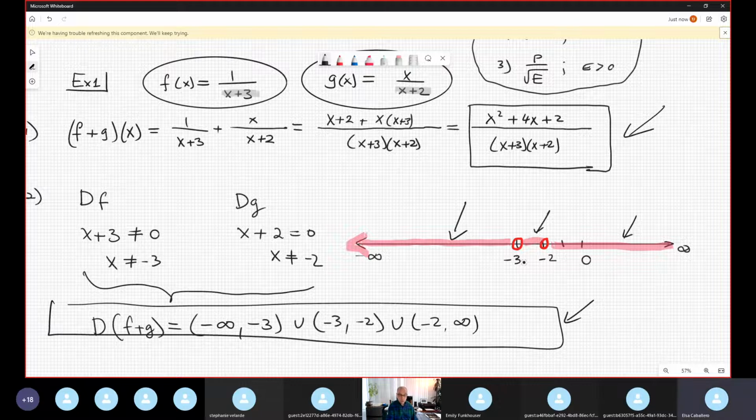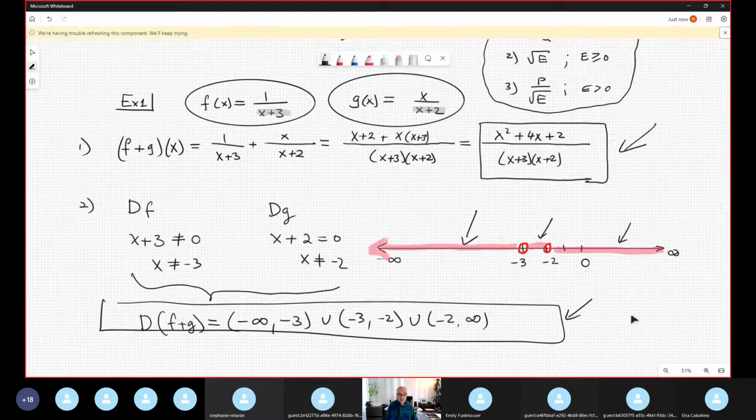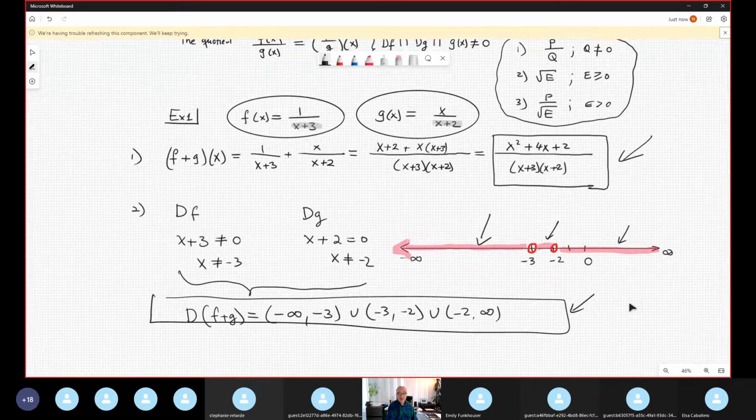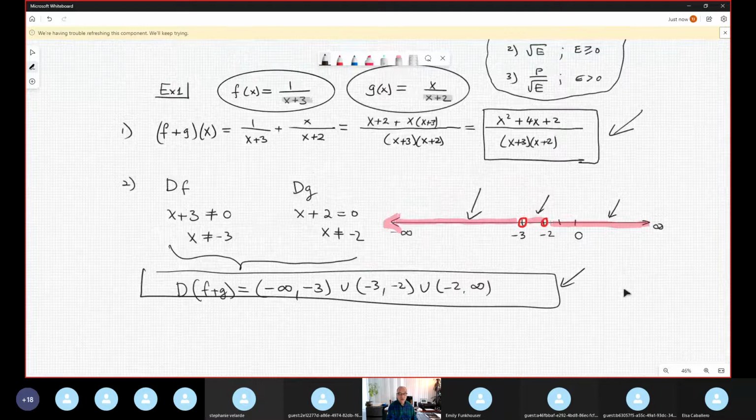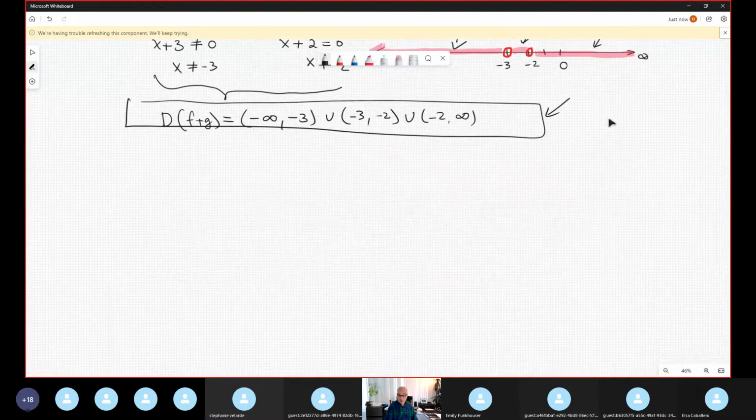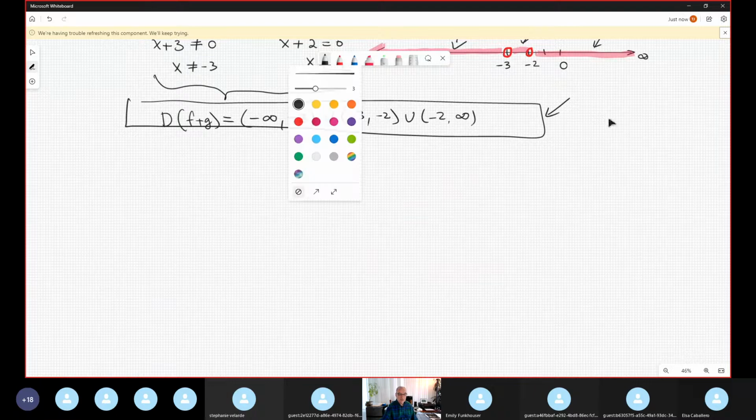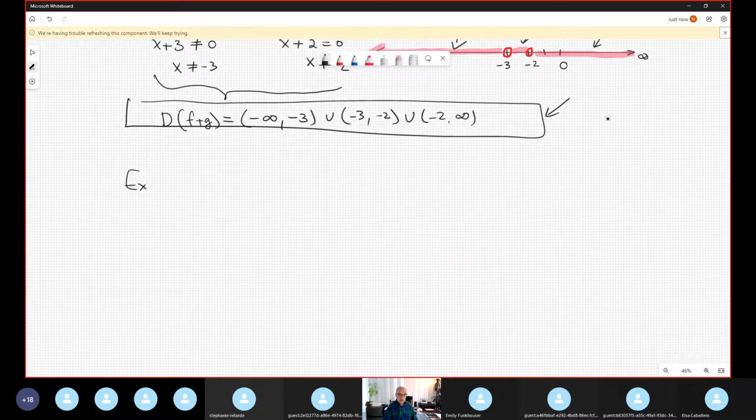Let me try to do very, very quickly one more example, taking advantage of the function f and the function g, but now I want to discuss division, because division is special. Division includes another restriction, no? So now suppose I want to do exactly the same, but division: f divided by g of x.